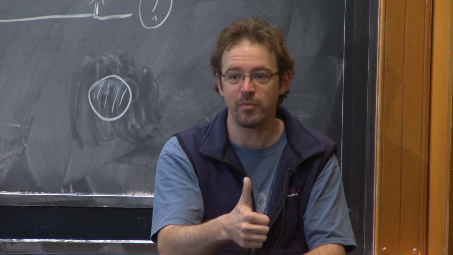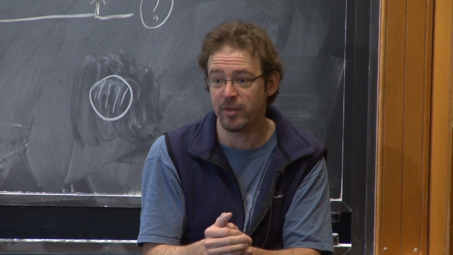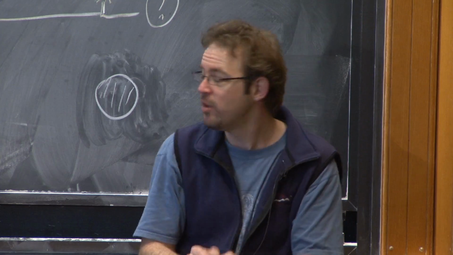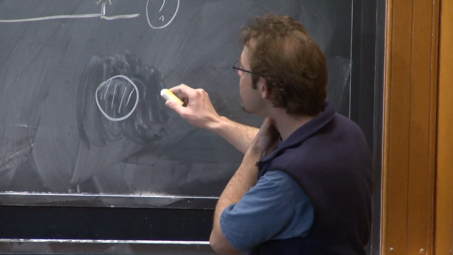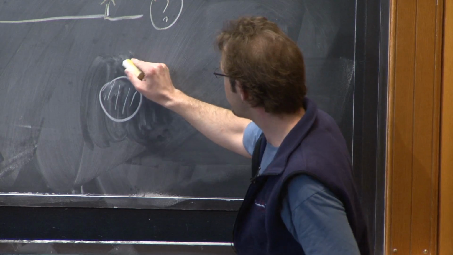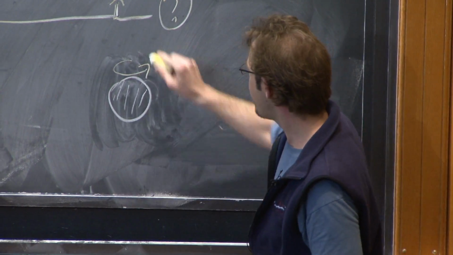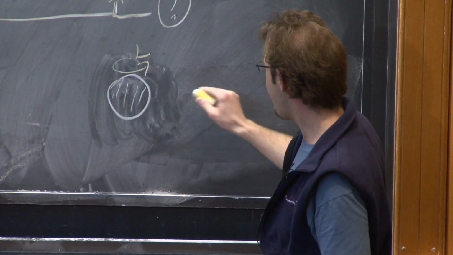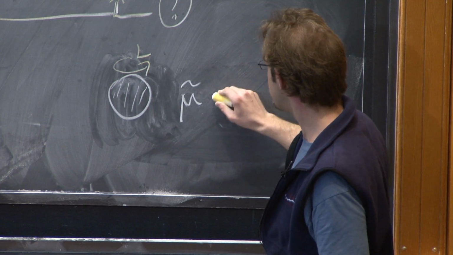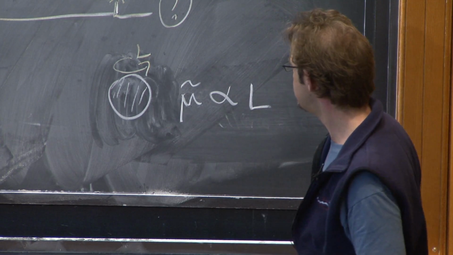And how big is a magnetic moment? It's proportional to the rotation, to the angular momentum. Okay? So you determined that a charged sphere which is rotating with angular momentum, let's say L, has a magnetic moment which is proportional to L.